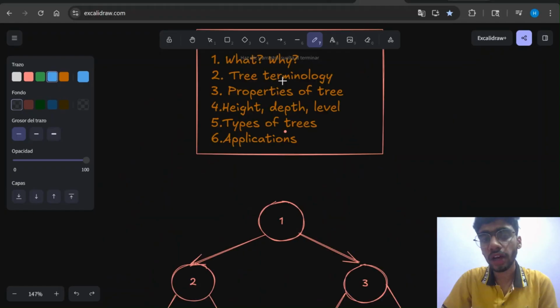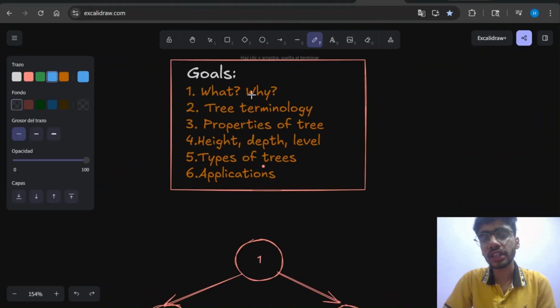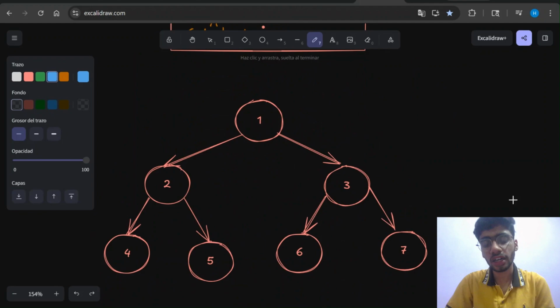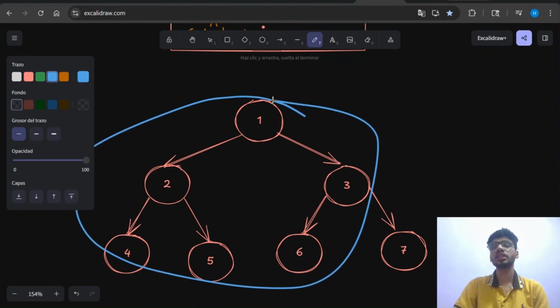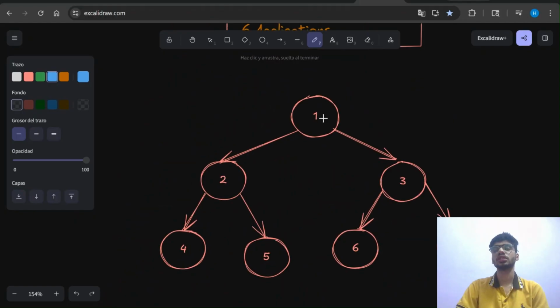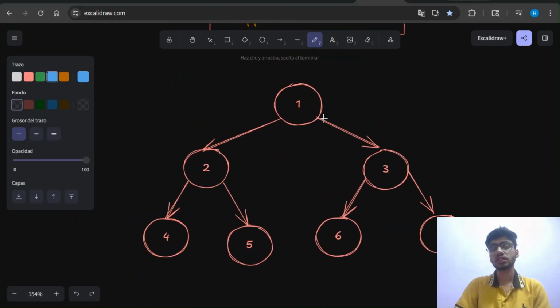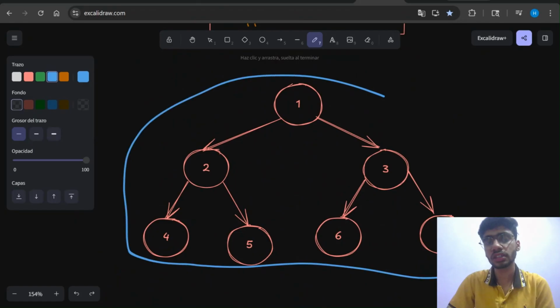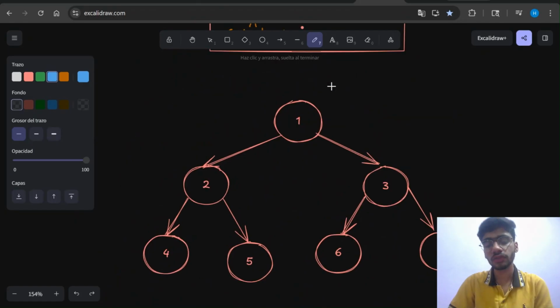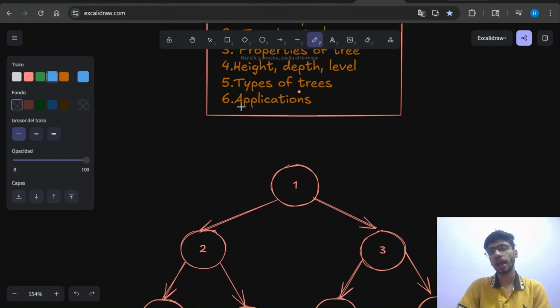So why do we need trees? Trees are needed when our data is hierarchical like this, and we use trees when we want fast searching, these kinds of things. We will see more about why we use trees in the applications part.